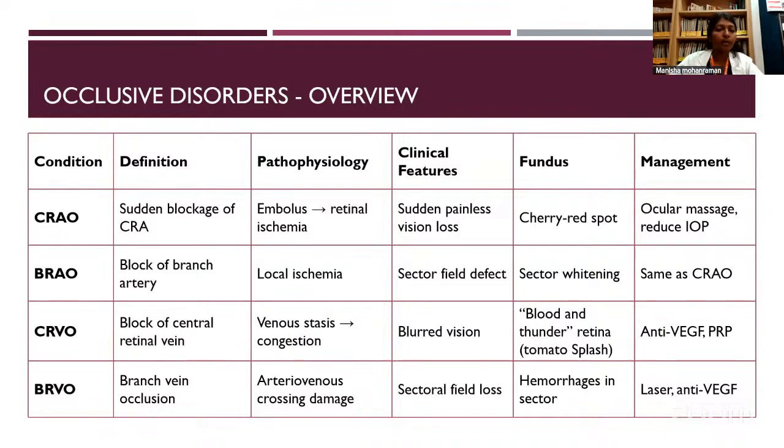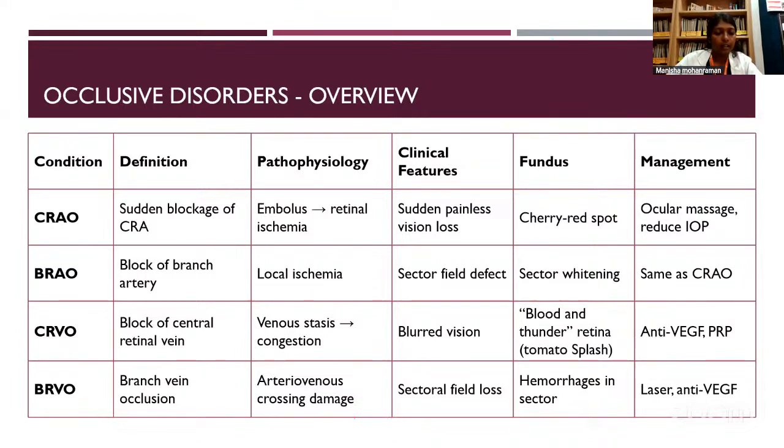The second one is BRAO. It occurs due to blockage of a branch artery. Pathophysiology is local ischemia. The clinical feature is sector field defect. In fundus, a sector whitening is seen, and the management is the same as CRAO.